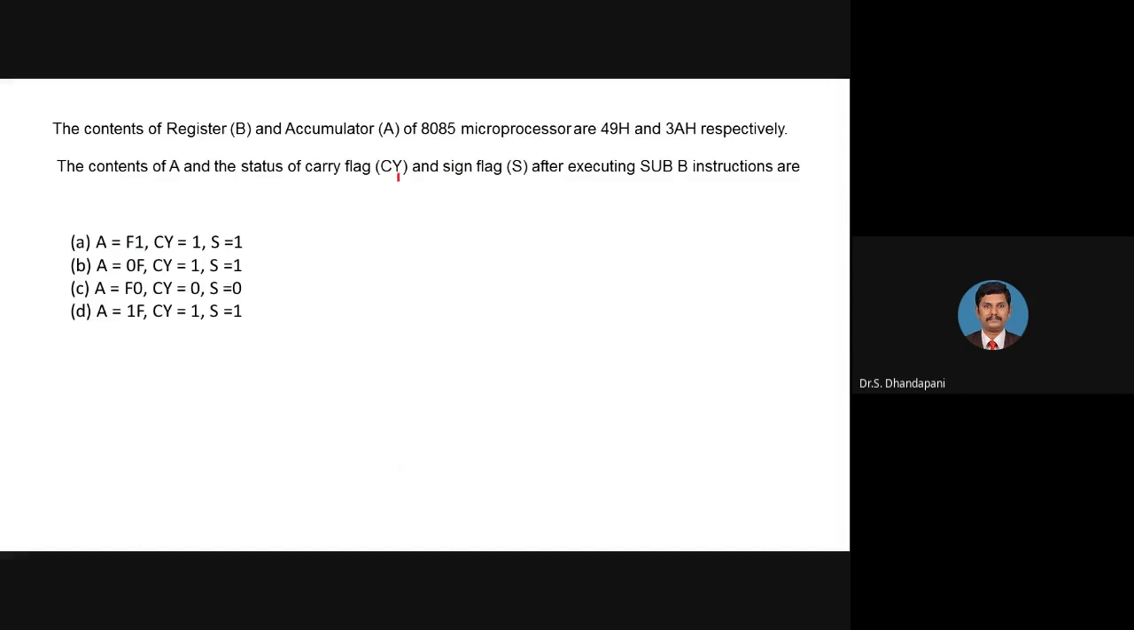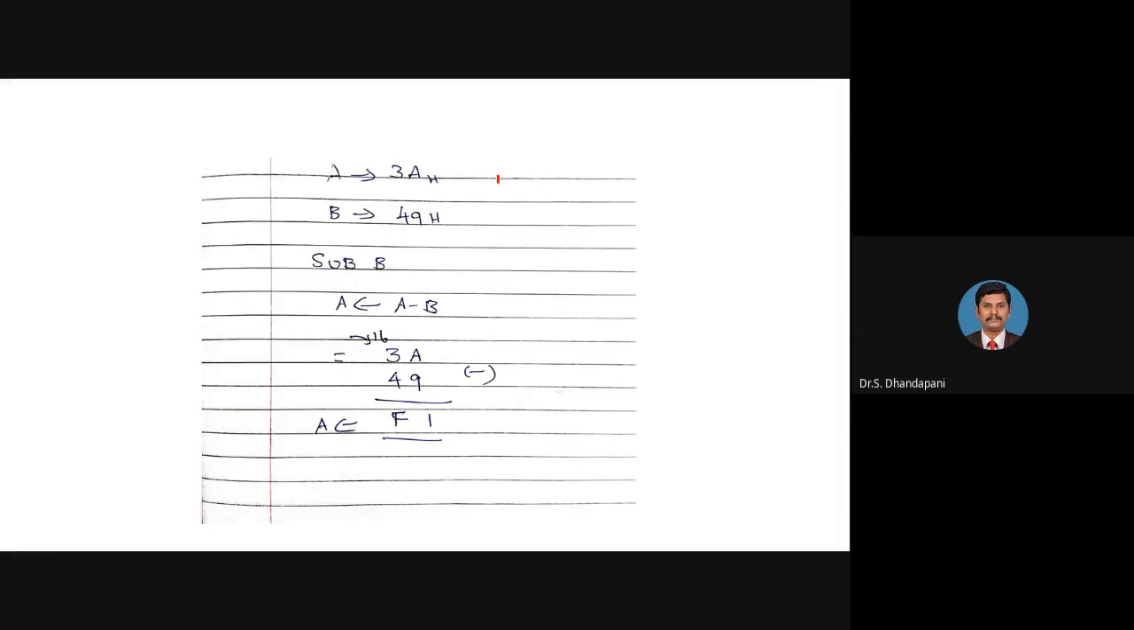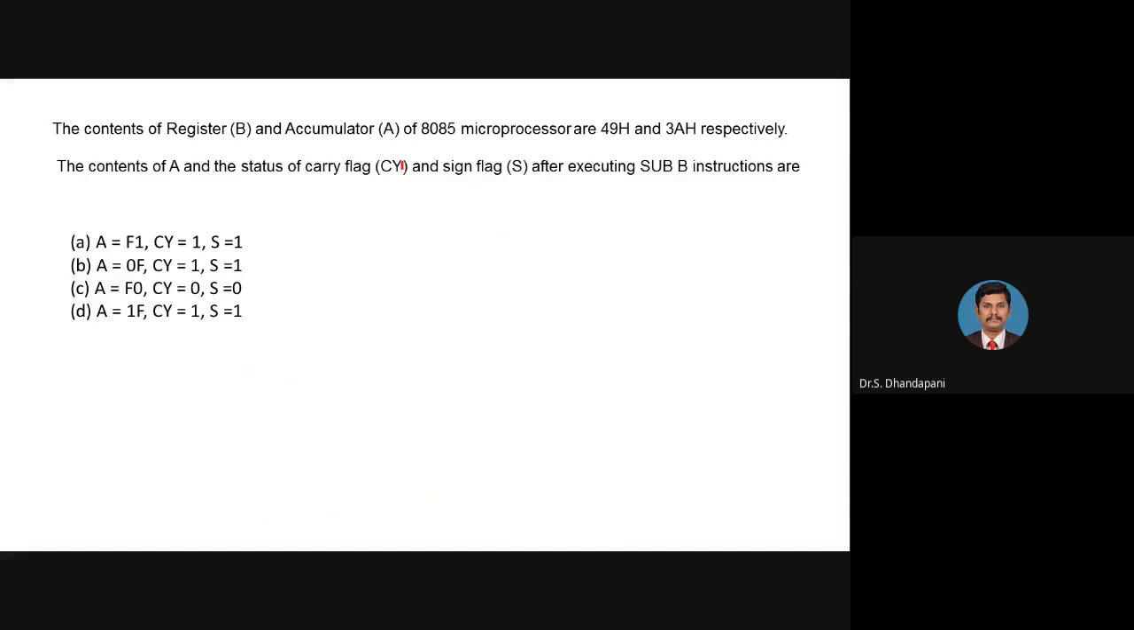We have to find the carry and sign flag also. The carry will be set. Why will the carry be set? Because the carry flag will act as the borrow flag also. In case of addition, it will act as carry. In case of subtraction, the same carry flag will act as borrow.